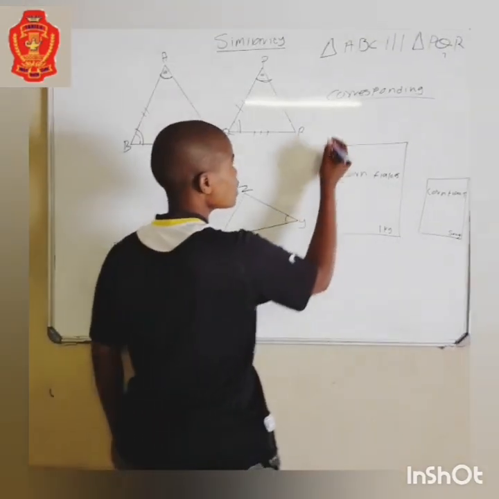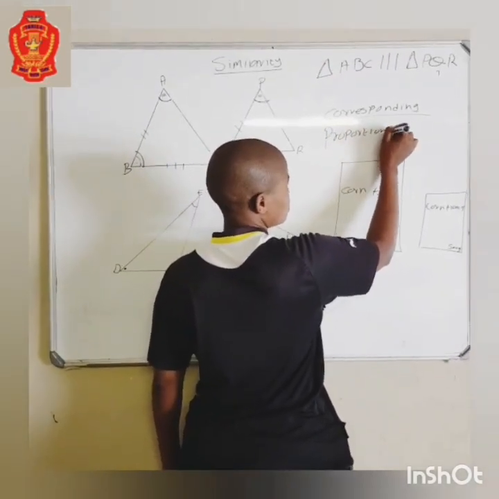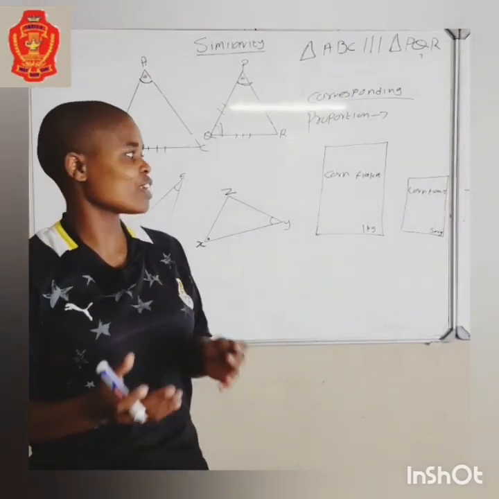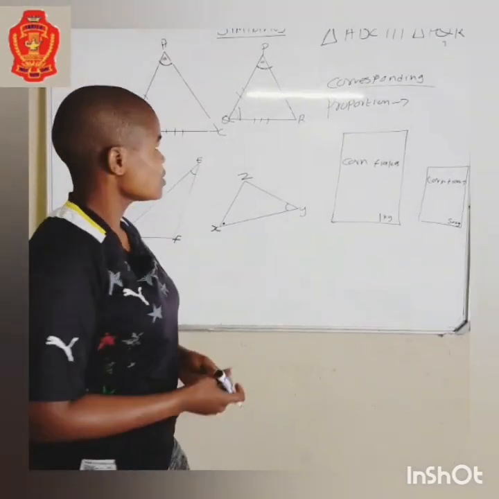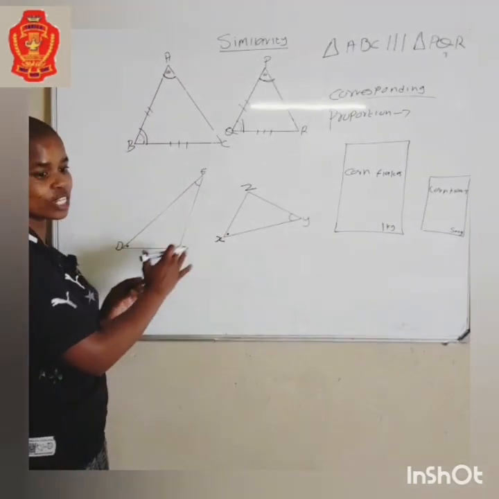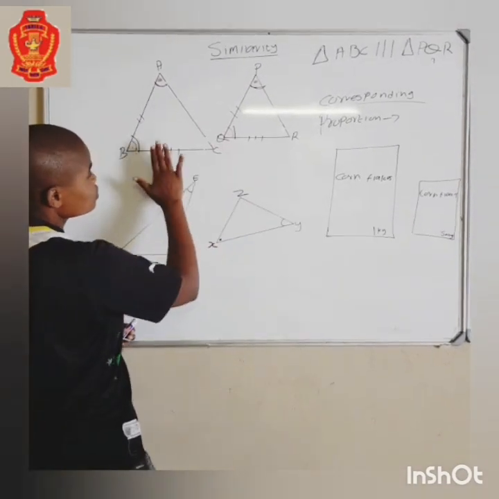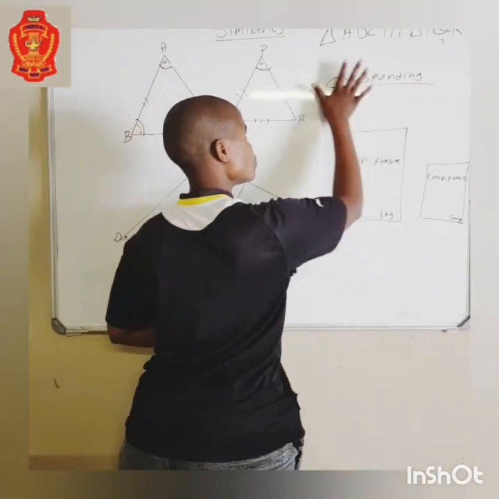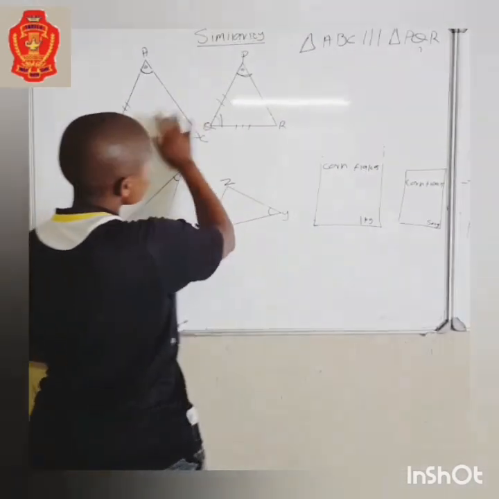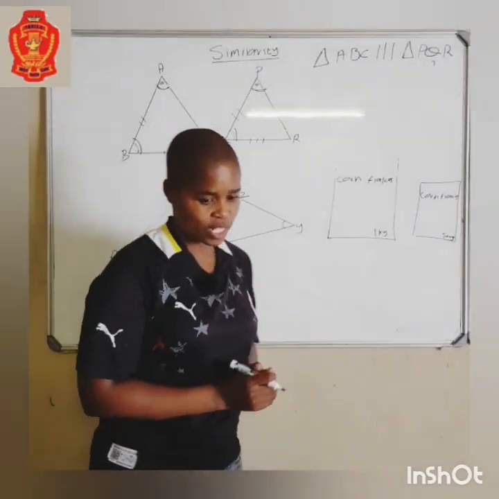And then I spoke again about the word proportion. What does it mean? It means two or more ratios or fractions are equal. So we will see that as we are doing the corresponding sides of these triangles. So for now, I think we must just start easy with the corresponding angles to prove that indeed these two triangles are similar. So let's see, how are we going to prove that?